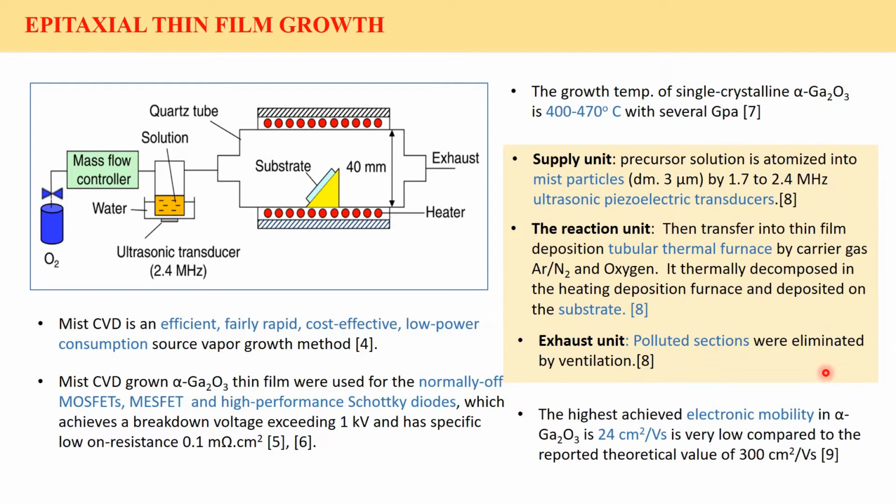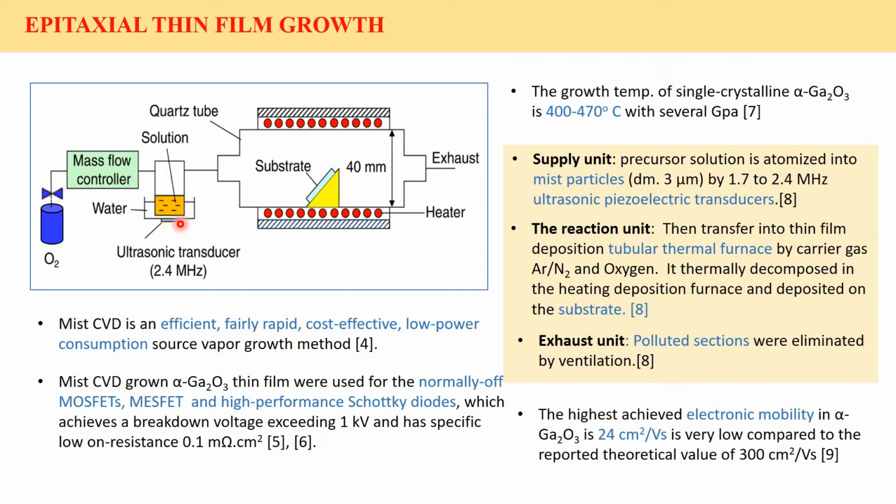milliohm centimeter square. So in that mist CVD technique, to grow alpha gallium oxide, the required growth temperature is 400 to 470 degrees Celsius. It is considered a lower temperature, and this mist CVD has three units: supply unit, reaction unit, and exhaust unit. So in the supply unit, in the precursor solution container, at the bottom of the solution container is placed a piezoelectric ultrasonic transducer, whose frequency range is 1.7 to 2.4 megahertz.